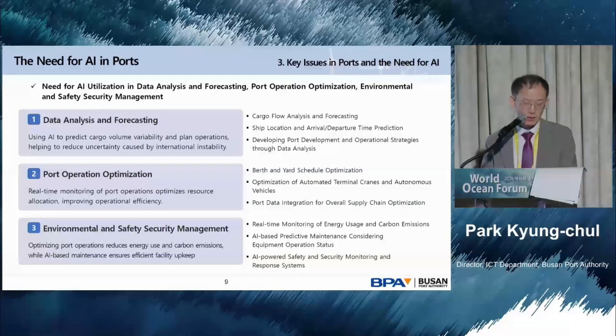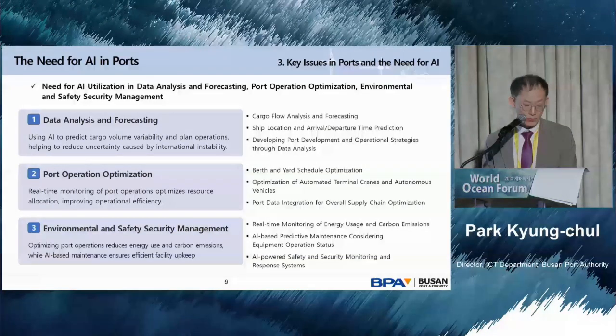And second part is port operation optimization. Real-time monitoring is possible through AI, and resource allocation can be more efficient. Overall, we can increase the operational efficiency using AI. For example, yard scheduling optimization and automation, ports, crane, AGV, all those can be incorporated into AI verticals.